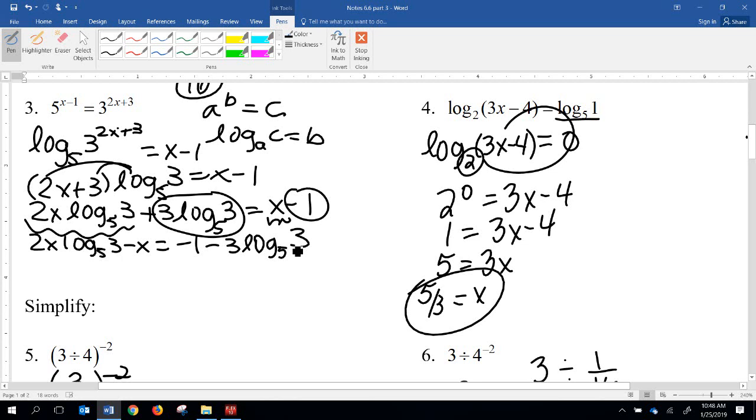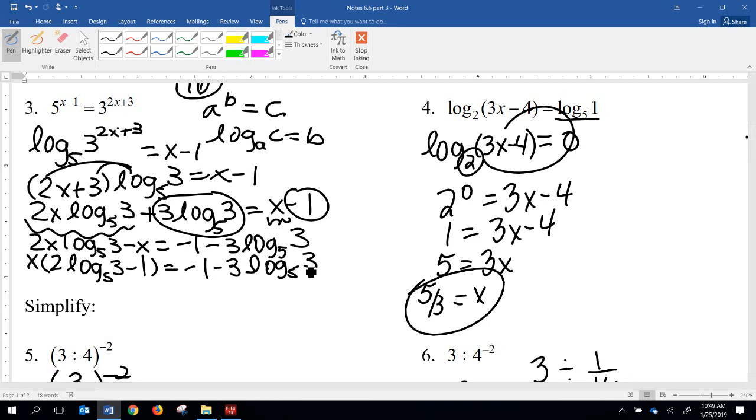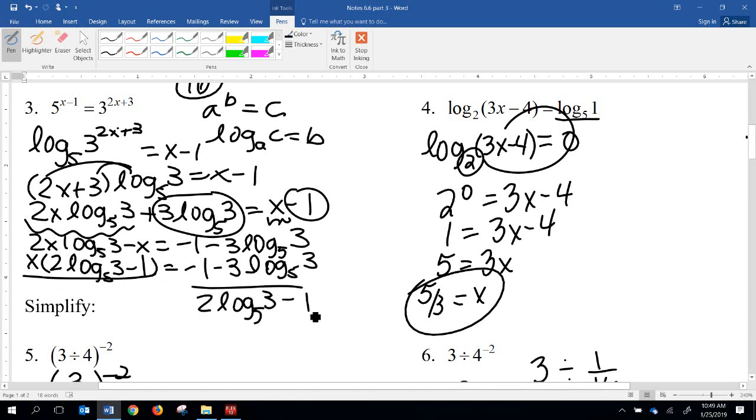Okay? Now I want to get x by itself, and these are not like terms. When that happens, when they're not like terms, I have to factor out the x. And I have 2 log base 5 of 3. What's x divided by x? 1. Okay, now I have x times something. How do I get rid of multiplication? Division. So I'm going to divide both sides by that. And I know that was a quick explanation, but that would be our answer right there.